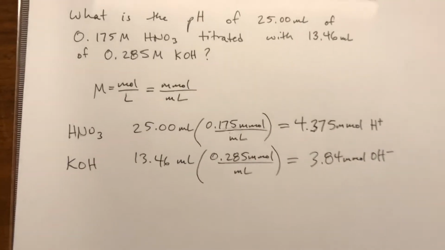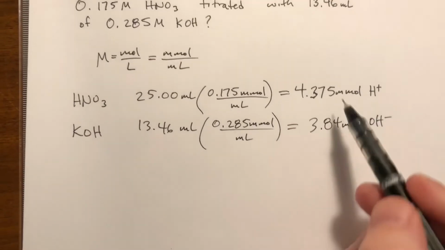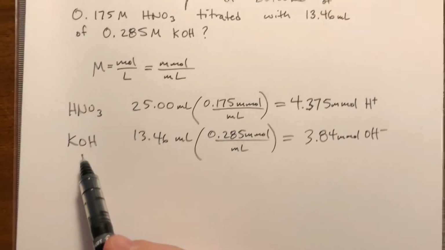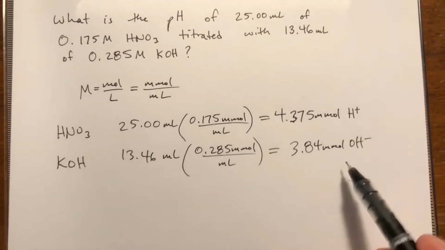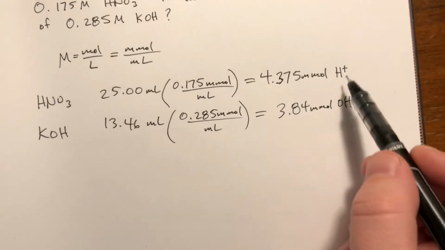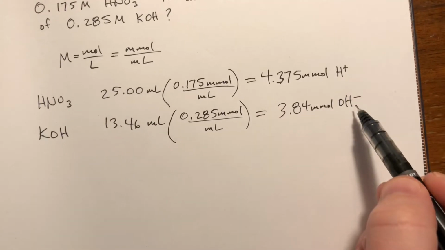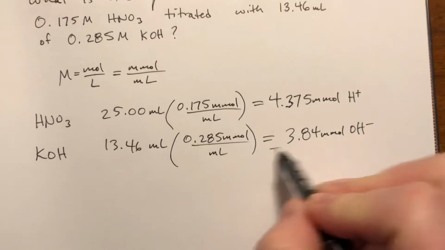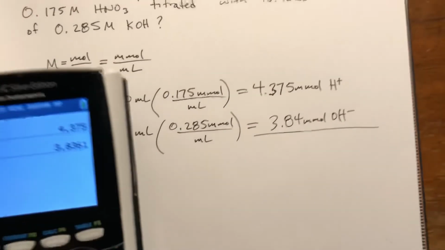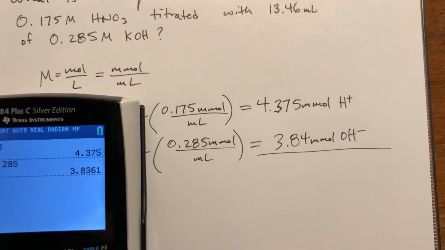So the idea is this is a strong acid, so all of this will dissociate into H+, which forms H3O+ in water. And this is a strong base, so it all dissociates to form OH-. These two are going to cancel each other out. For every mole of H+ and every mole of OH-, they basically cancel each other out and form water. So what we're going to do is take the difference between those two numbers.